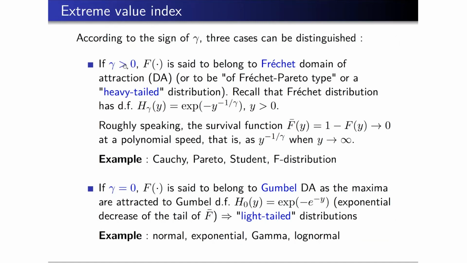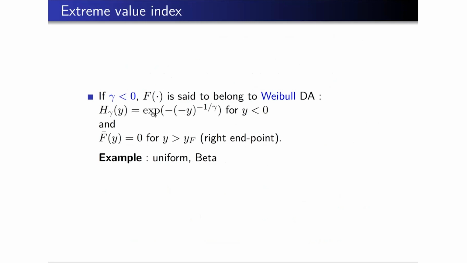When gamma is positive, the tail is heavy or fat. When it is 0, the tail is light. I gave here in each situation some examples. And now, when gamma is negative, it is in the Weibull domain of attraction. As examples, we can recall the uniform and beta distributions.